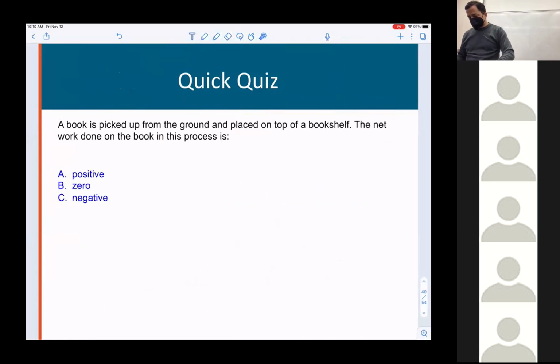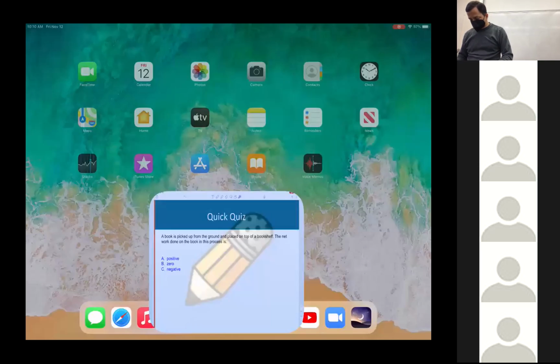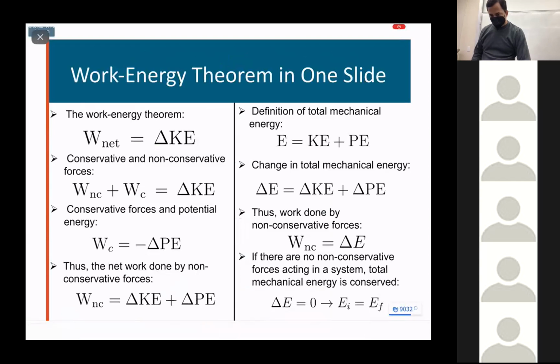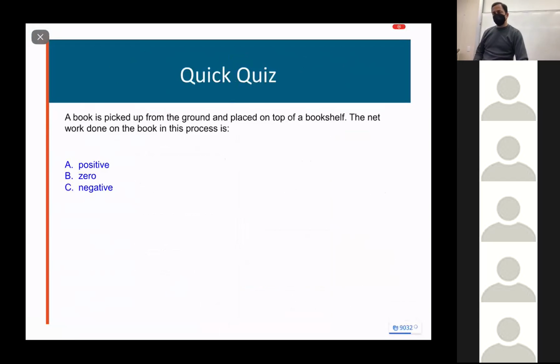All right, so let's see. Let me go to Top Hat here. The attendance code is 9032. All right, any questions about the question? So here it is.